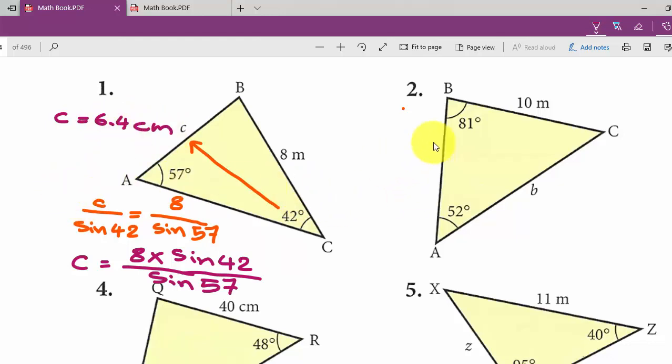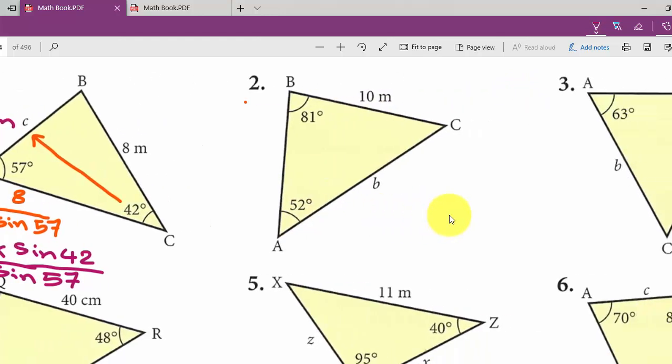Question 2. C is not given, and the side opposite C is not given, so we don't care about C. What we need is B over sine of B is equal to 10 over sine of 52. So let's write.